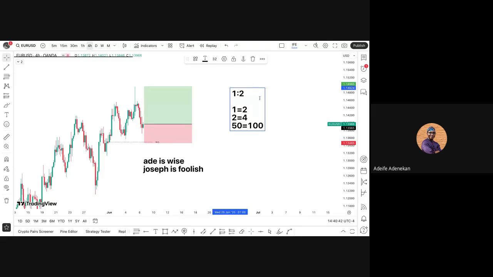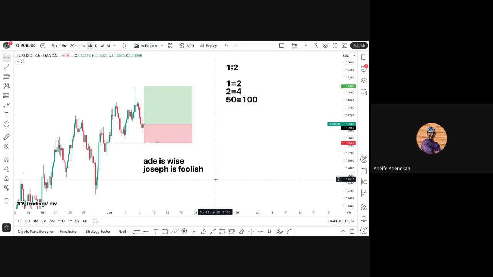Like that. Now, with this mathematics, or with this logic, if you take 10 trades in a row, how many trades do you think you need to be profitable? So let's say you take trade one. Let's say trade one is a win. Trade two is a loss.